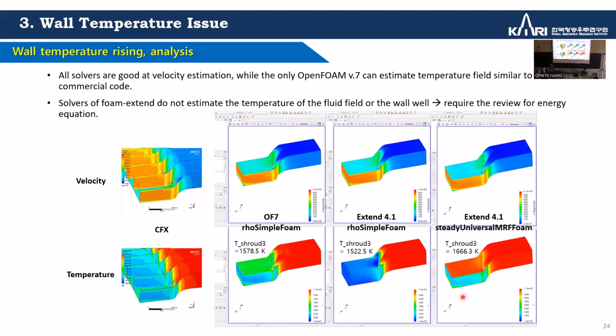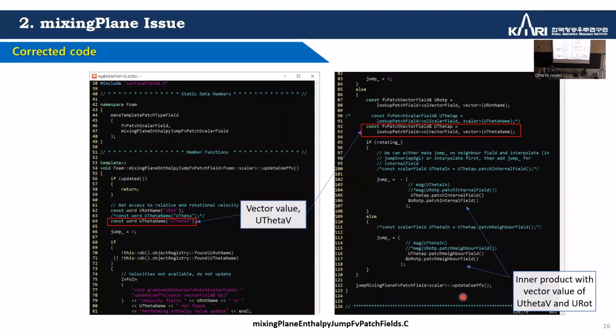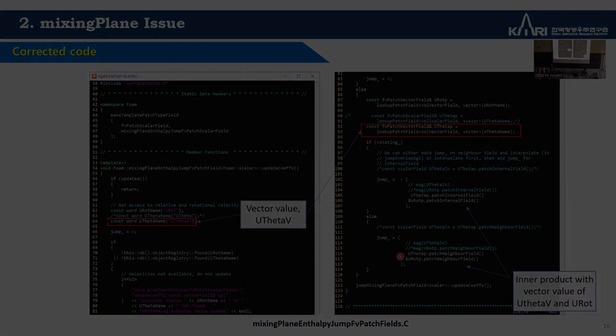You did some modifications to the mixing plane? Did you do some modifications to the mixing plane? No, I just changed this term. I mean, originally it was the scalar product, but I made it into the inner product to calculate the sum. Then it can be calculated for negative values too. Got it.